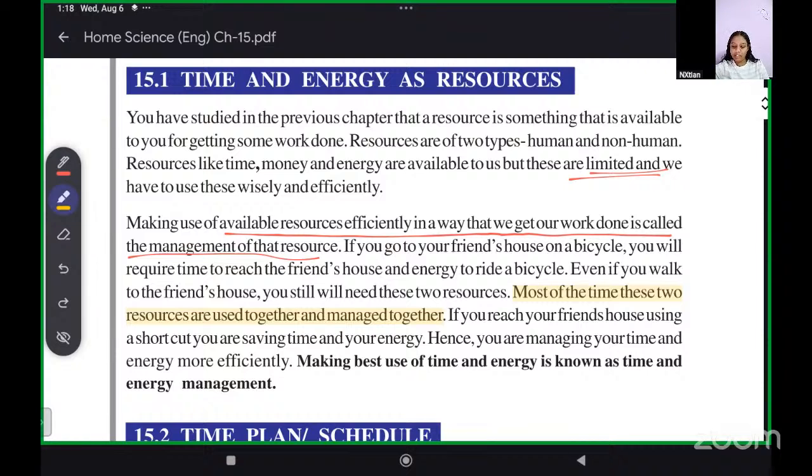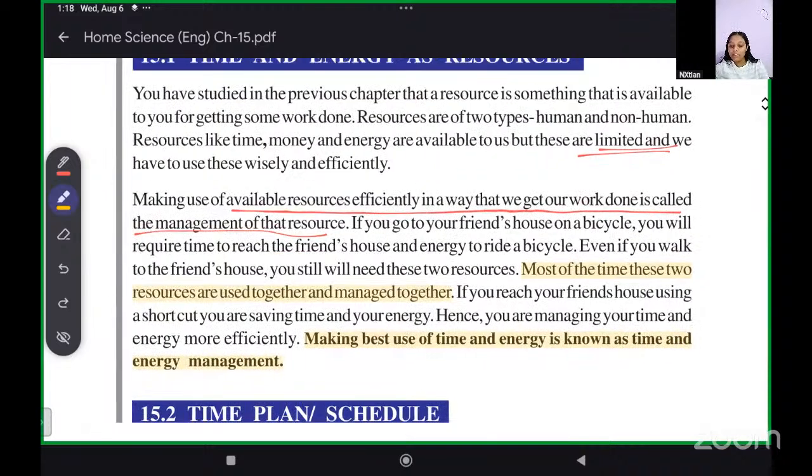Now, if you reach your friend's house using a shortcut, you are saving time and energy. Hence, you are managing your time and energy more efficiently. If you take a shortcut, you will save time and energy, right, while going to their house. Making the best use of time and energy is known as time and energy management.